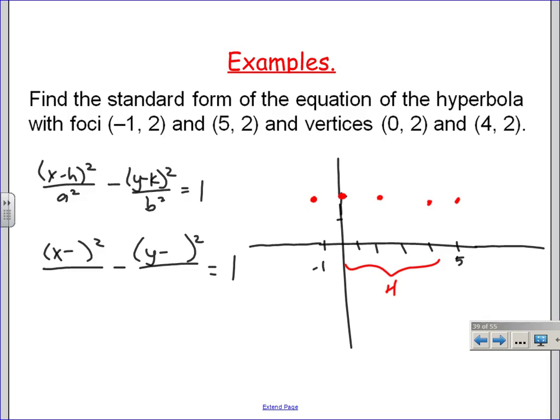Anyway, something like that. So what point is that? 2, 2. Yeah, and it's my center. So can't I throw in x minus 2 and y minus 2? Sweet.